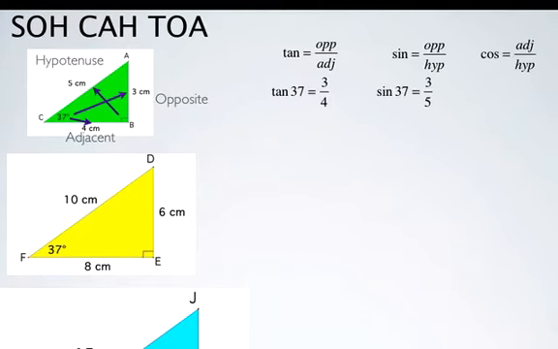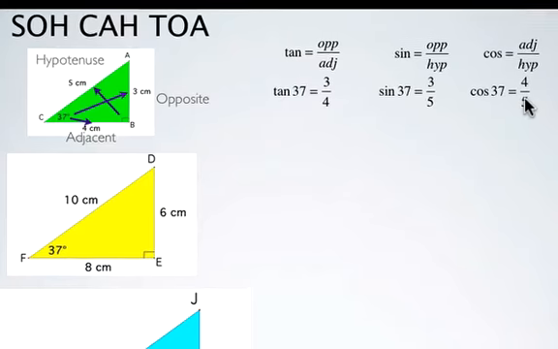And lastly, for this triangle, the cosine ratio is adjacent over hypotenuse. The adjacent side is 4 and the hypotenuse is 5, so the cosine ratio for the 37-degree angle is 4 over 5.